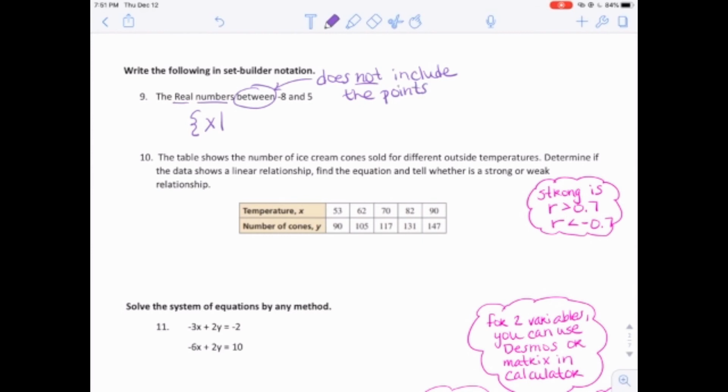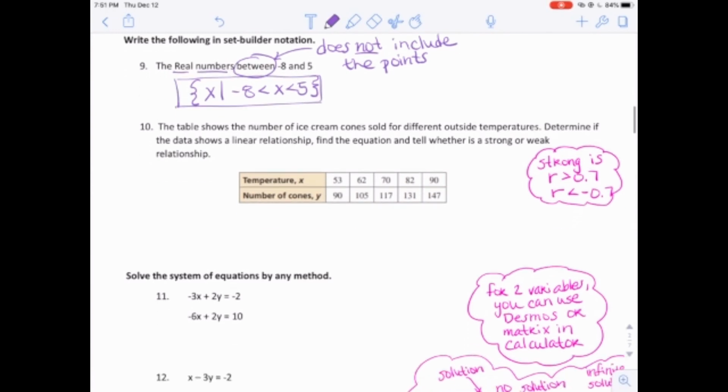After we've done our fancy little start, it basically just boils down to doing inequality notation. X is somewhere between -8 and 5. So -8 is less than x, but x is less than 5. And that is our answer.